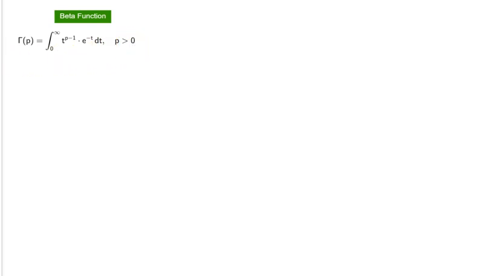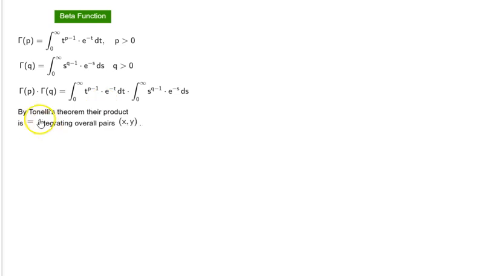And let's take another gamma function. So gamma of q is equal to the integral 0 to infinity of s to the power of q minus 1 times e to the power of minus s ds, where q is greater than 0. Now we are going to multiply these two. So we get gamma of p times gamma of q is equal to the product of these two integrals.